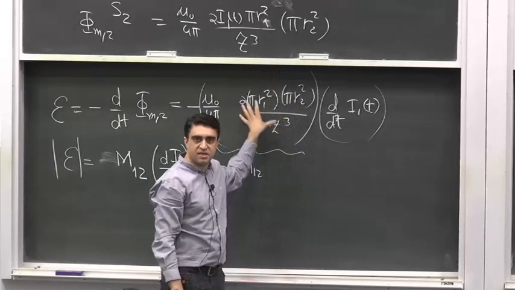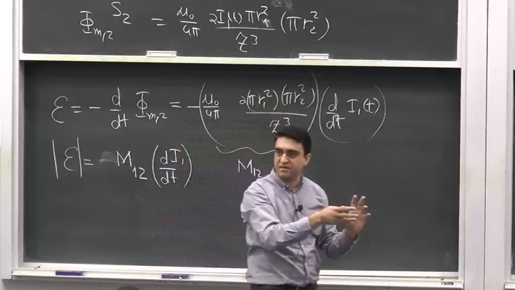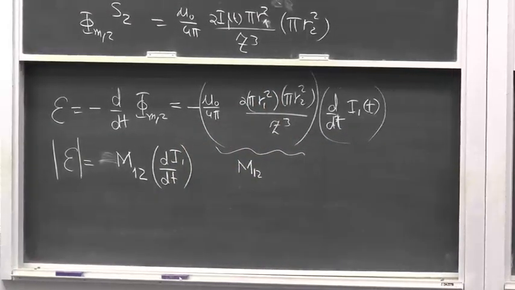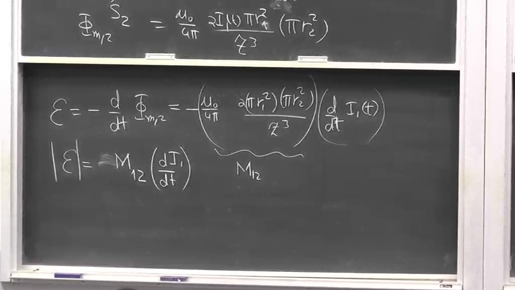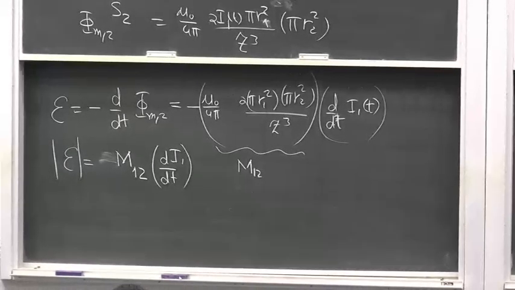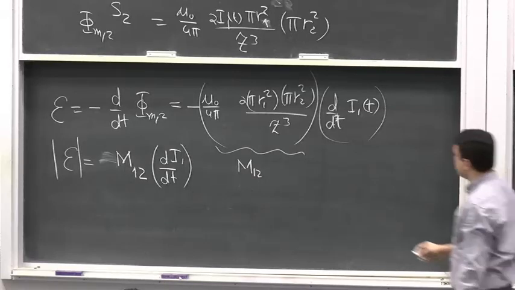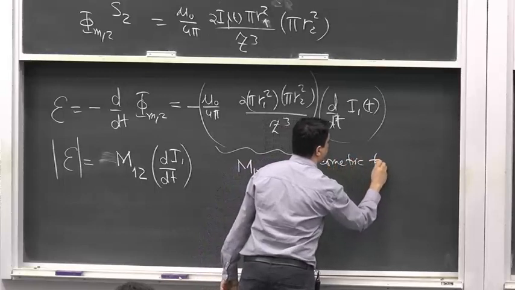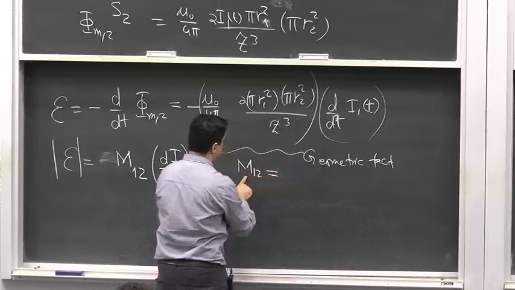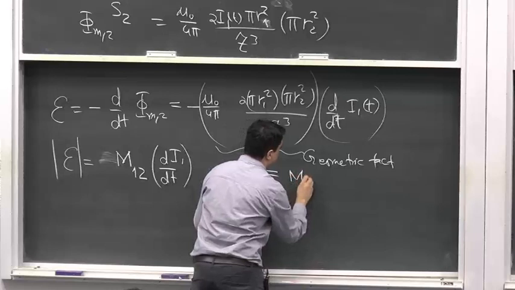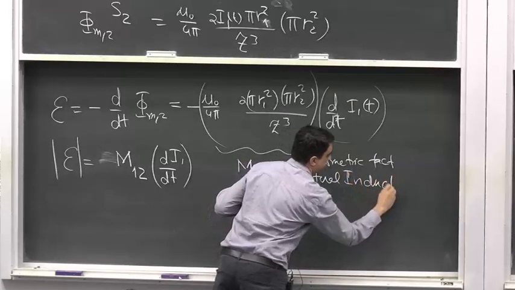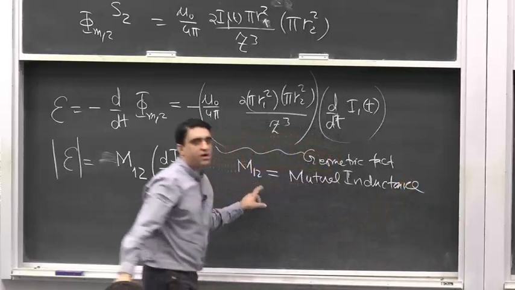So what is this? It is basically a geometric factor which only tells you कि पहली coil का size क्या है, दूसरे coil का size क्या है, और दोनों के बीच distance क्या है. It has nothing to do with कितना current flow कर रहा है उसके अंदर. It's just a geometric factor. And this geometric factor is called as mutual inductance of two coils.